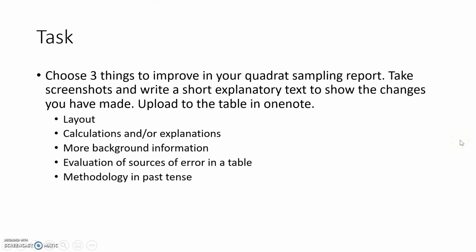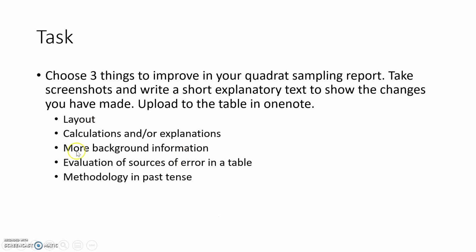Yes, so based on what I have now told you, and based on the comments that you have also gotten in your own report, I want you to choose 3 things that you want to improve in your quadrat sampling report. And you should of course then improve them. And then I want you to take screenshots, and for each screenshot, I want you to write a short explanation of what it is that you have improved. And then you upload this to the table in OneNote.